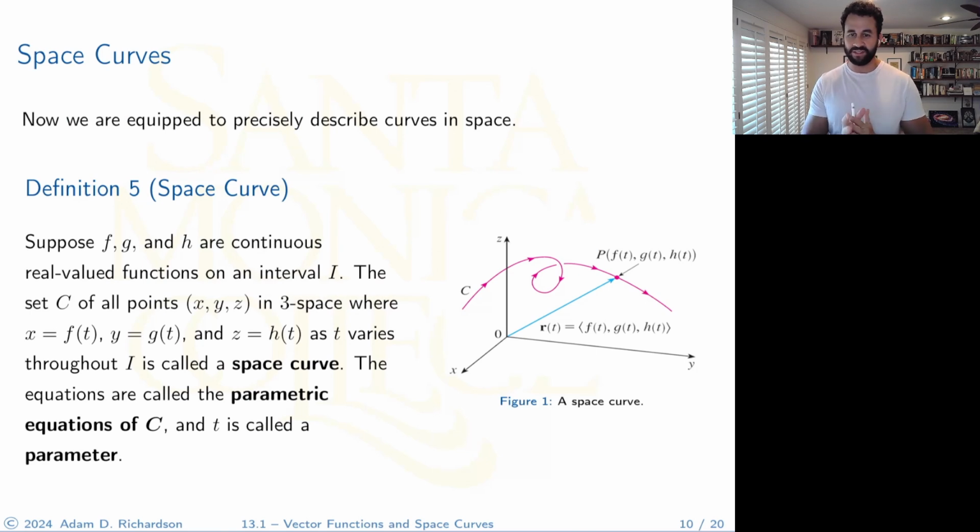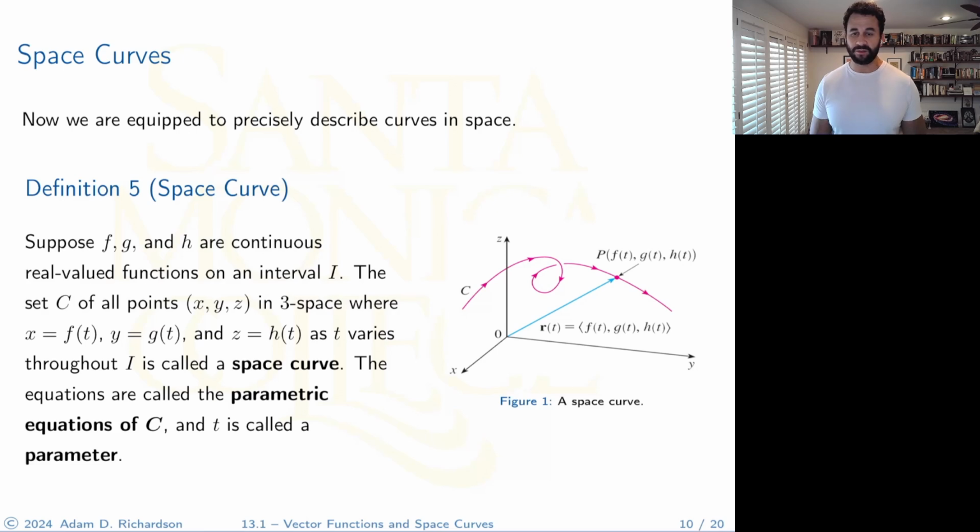This is where things get really fun. This is where you get to flex vector functions and talk about some much more interesting objects than maybe you saw back in Calc 1 or Calc 2. So start with a definition. Suppose we've got functions f, g, and h, and they are continuous, real valued functions on an interval I. Then the set C of all points x, y, z in 3 space, where x is equal to f of t, y is equal to g of t, and z is equal to h of t, as t varies throughout I, is called a space curve.